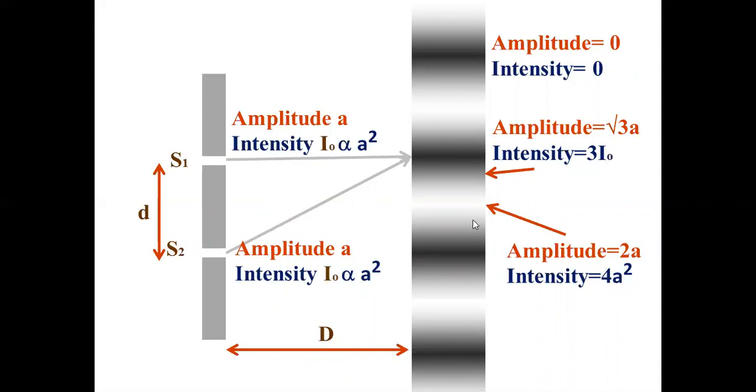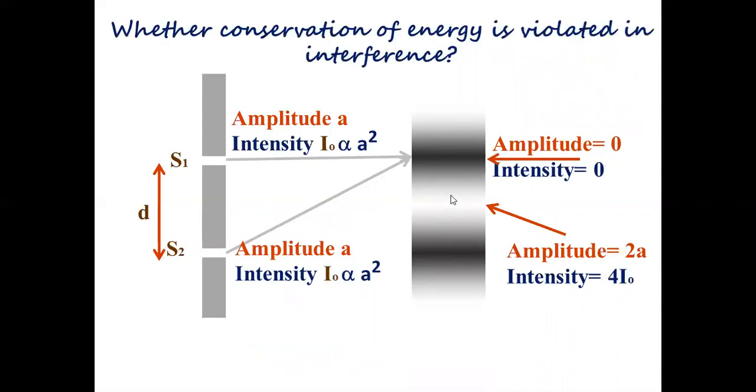This is 3I0. So intensity at the brightest place is 4I0. I have to correct this as 4I0. Okay, I'll do that. Intensity here is 4I0, and intensity here is 0. So in between you will have 1I0, 2I0, 3I0, and so on, right? So intensity gradually changes. Now I have a question.